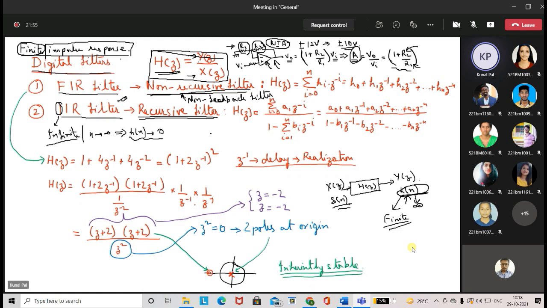Otherwise, in the IIR filter, since it is taking the feedback from the output, what is happening? Whatever you get at the output, something comes back to the input side again, and it again stimulates the system. So the IIR filter, since the feedback loop is present, is regarded as a recursive filter. Since the FIR filters do not have any feedback in the system, they are regarded as non-recursive filters.